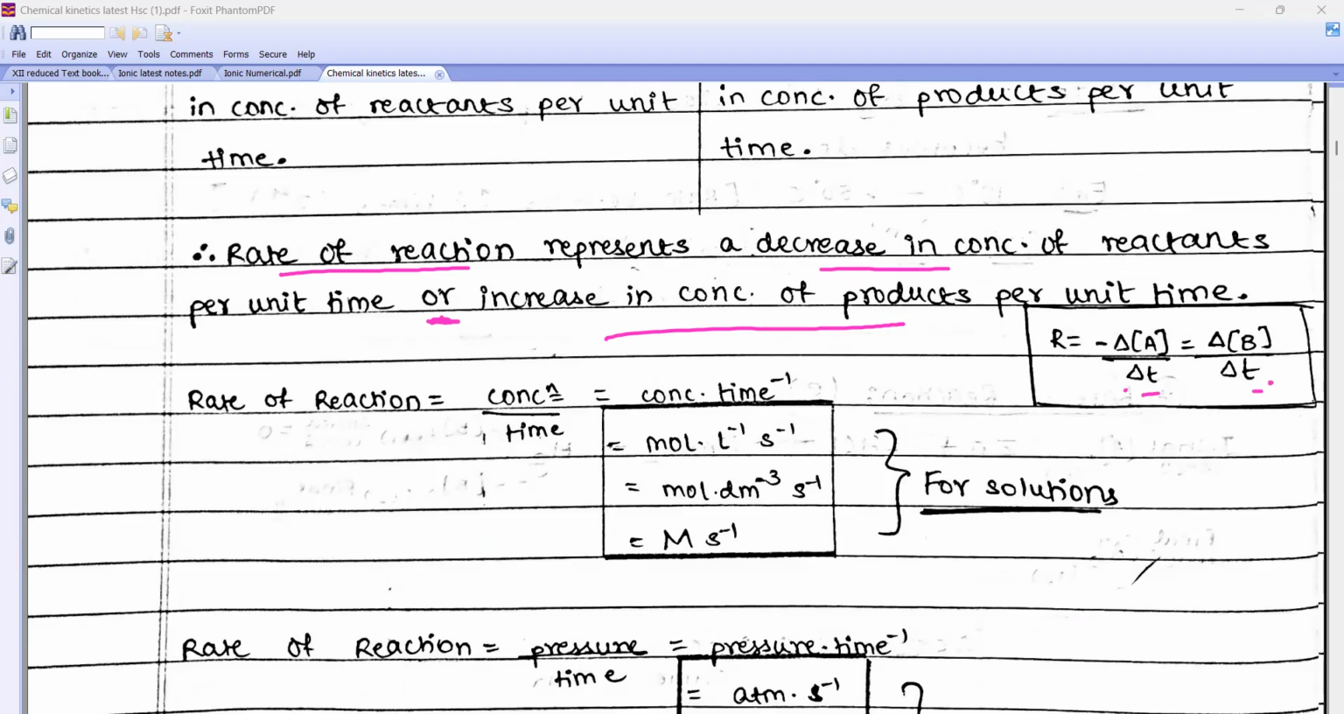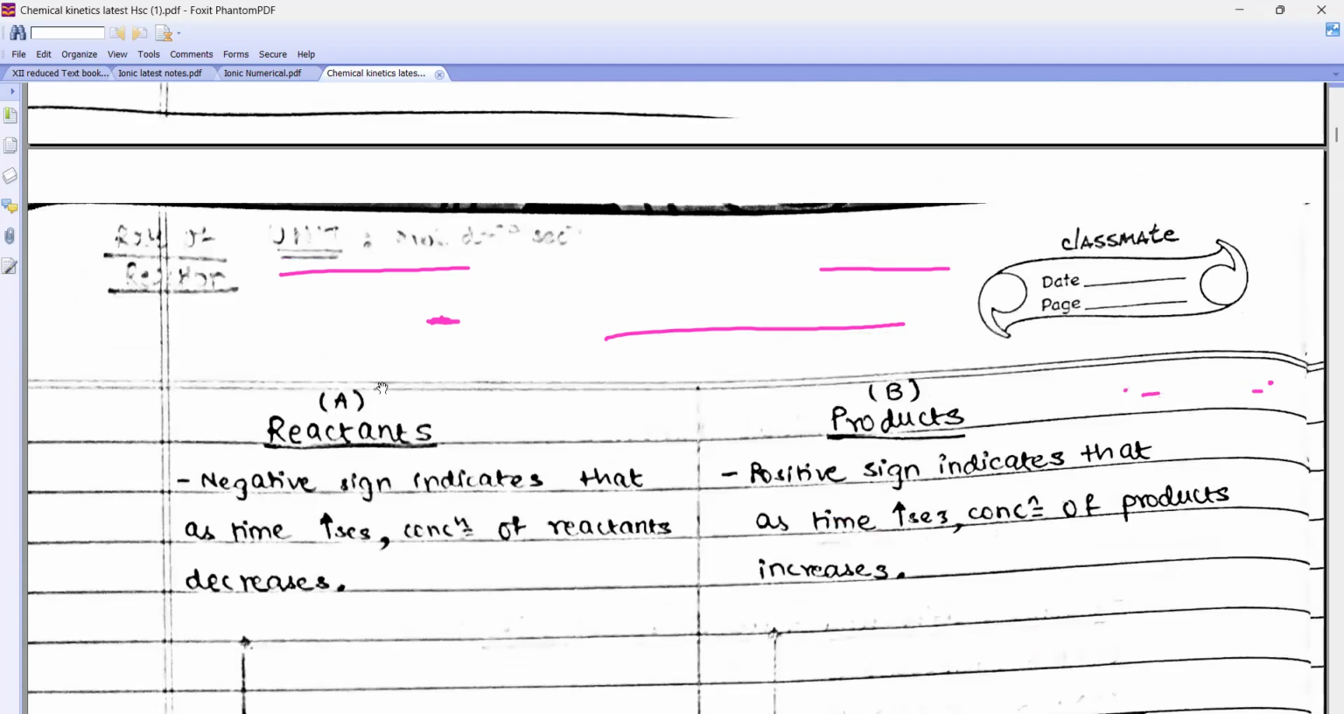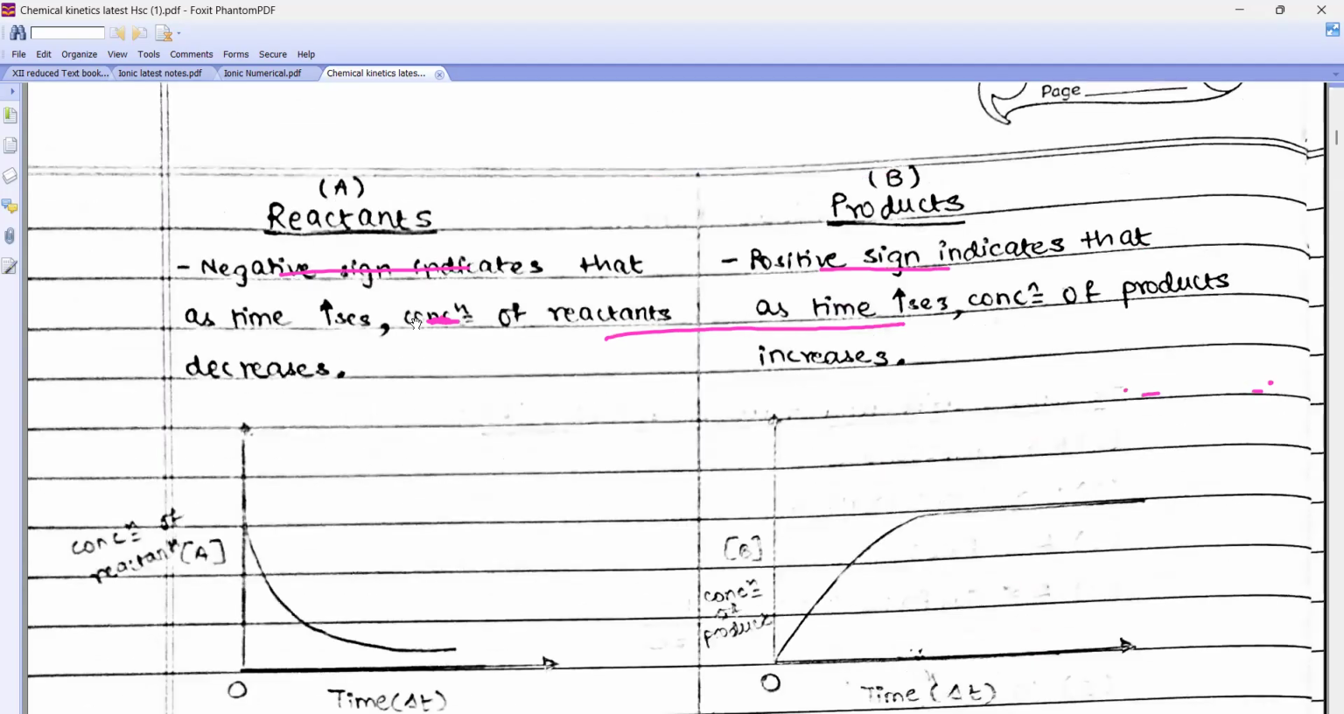Which one? Where? That you don't see anything. I'll teach you that. Don't worry. Here it is given.